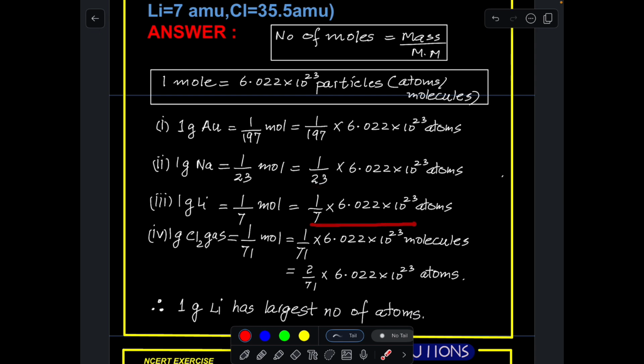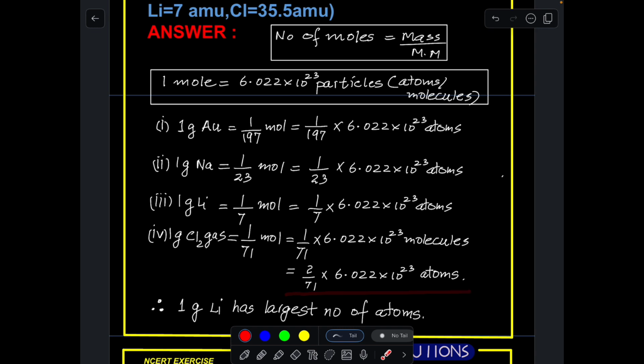But in case of chlorine gas, we have molecule, that is, chlorine is basically a diatomic molecule. So first we'll calculate the number of moles of molecule, that is chlorine gas molecule. So here mass given to you divided by molar mass of the gas, you will get number of molecules of gas. This we will multiply by 2 to get number of atoms of chlorine.